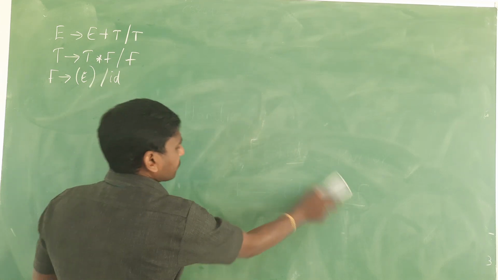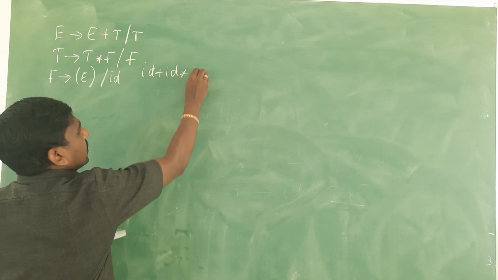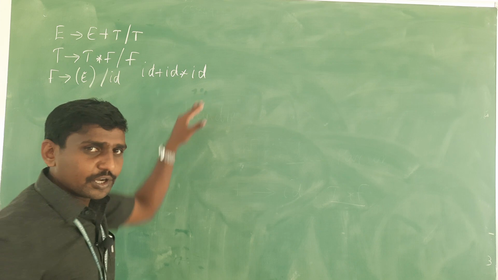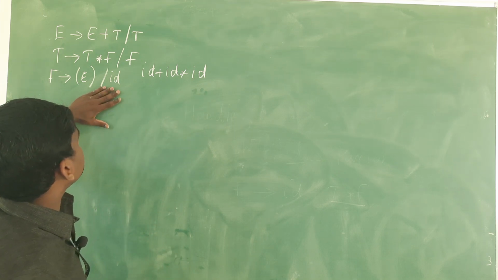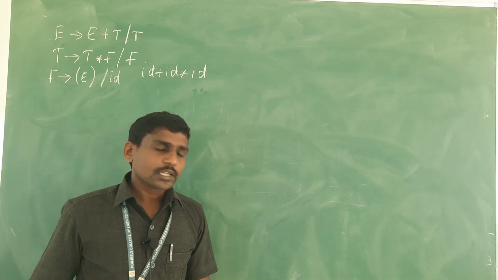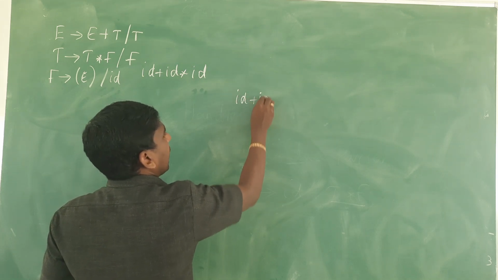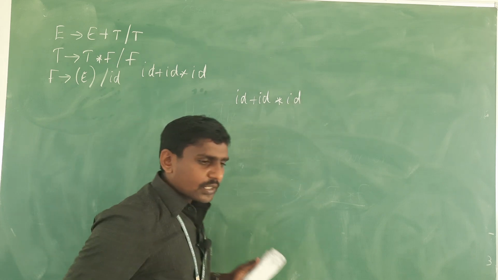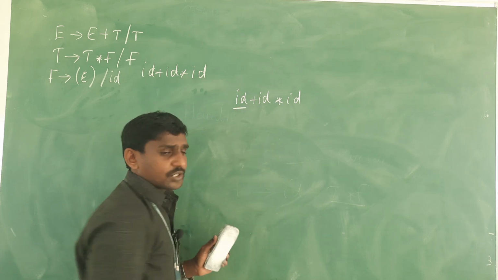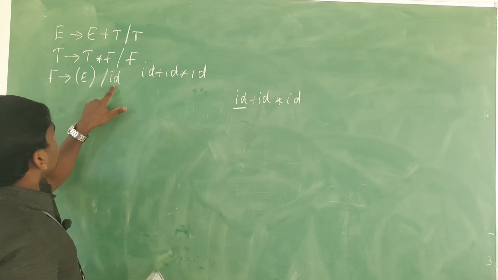The given string is ID plus ID star ID. Construct ID plus ID star ID using shift reduce parser. The given grammar is E tends to E plus T or T, T tends to T star F or F, F tends to open brace E or ID. Clear? First we start with ID plus ID star ID as the given input. We start with this ID. I am asking whether ID has a handle. Yes, because F tends to ID is there.